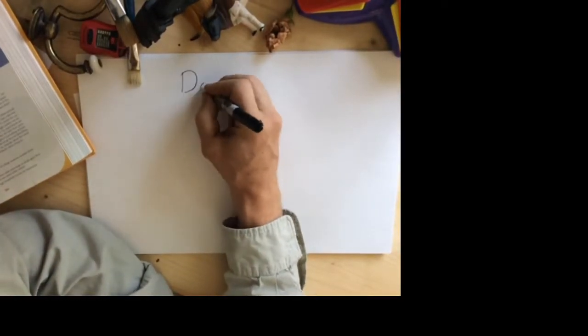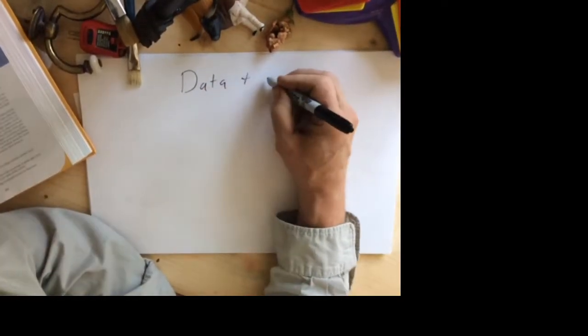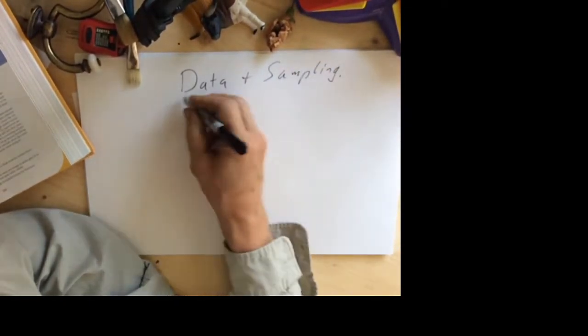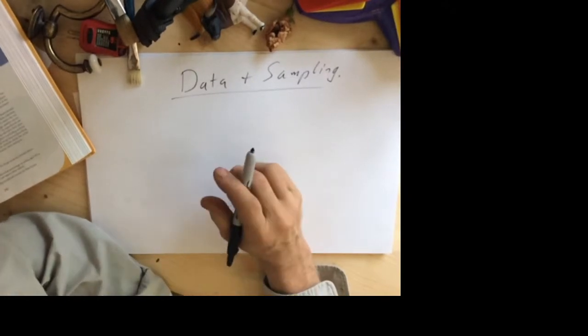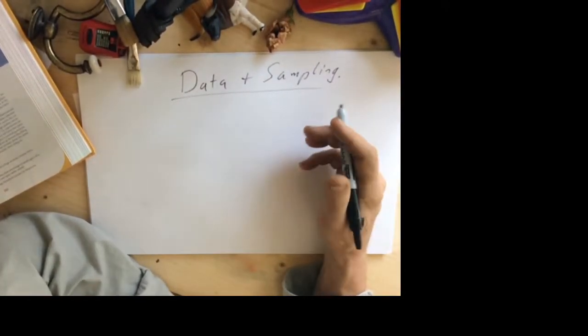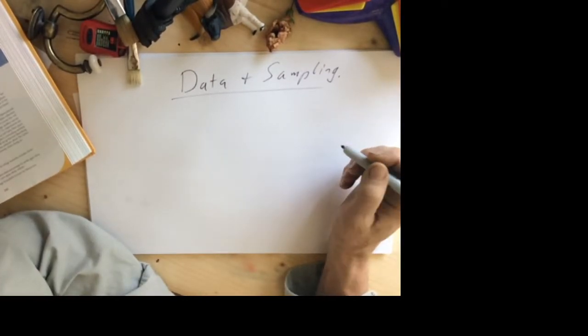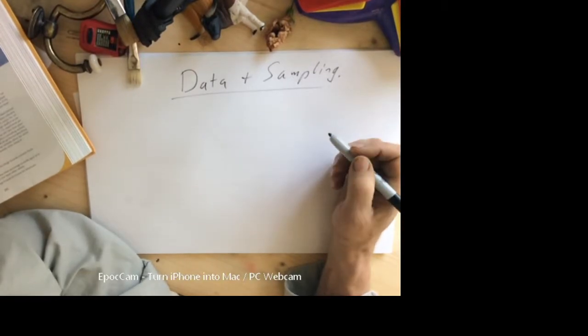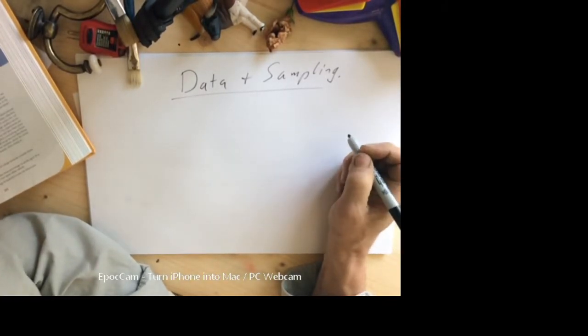Okay, today we're talking about data and sampling. Now what's really interesting about having discussed creating averages and standard deviations and what they mean, now it's time to talk about how we gather the data so that this can happen.